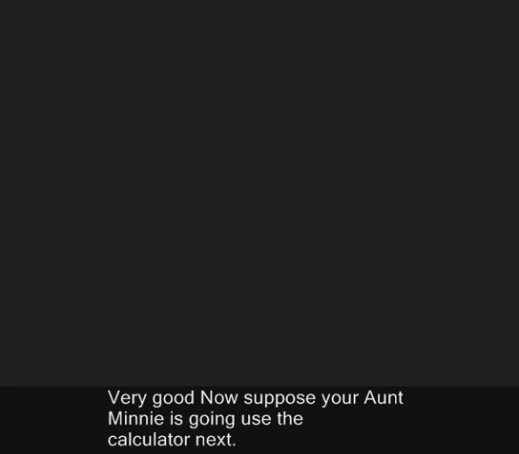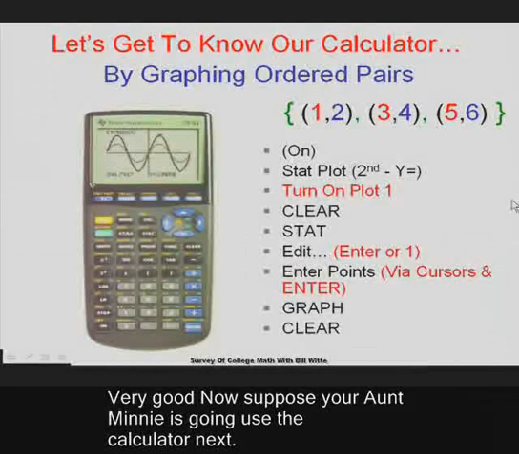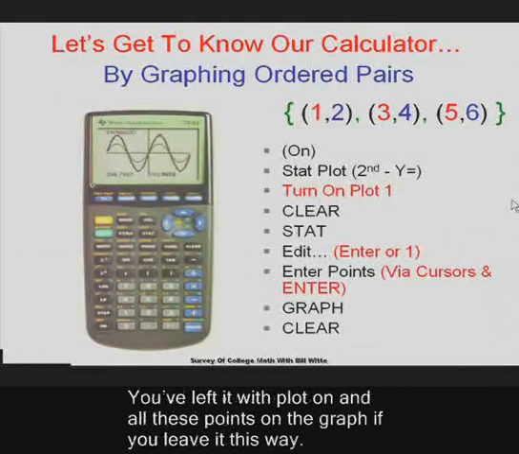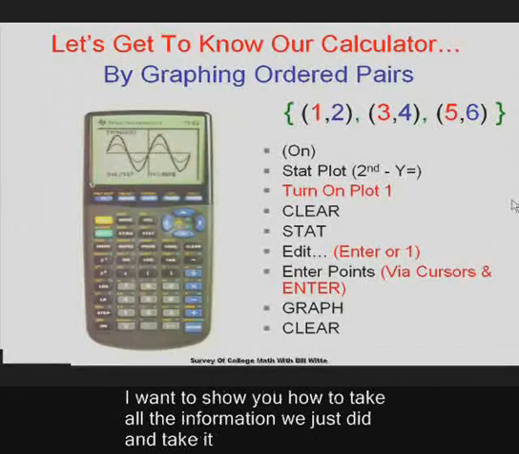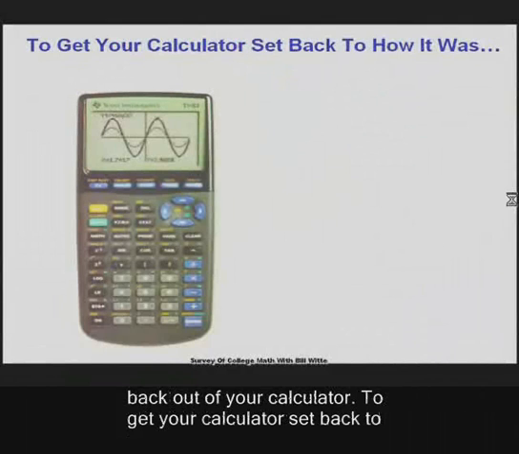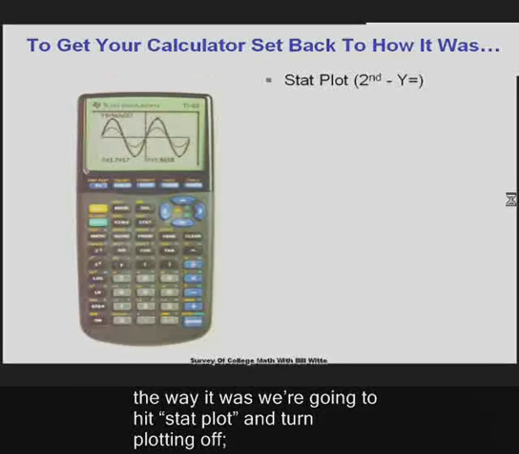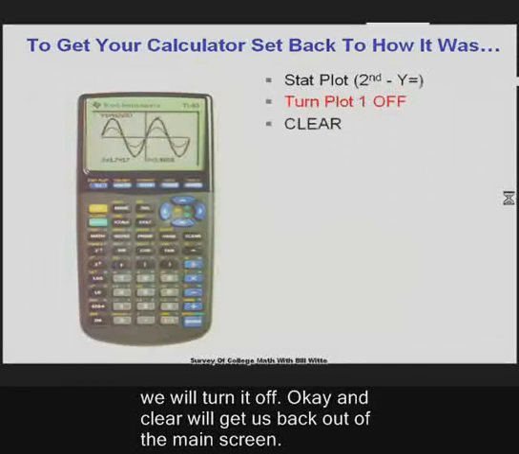Now we want to go over everything. Suppose your Aunt Minnie's going to use the calculator next. You've left it with plot on and all these points, and they're going to be on the graph if you leave it that way. I want to show you how to take all the information we just did back out of your calculator. To get your calculator set back to the way it was, we're going to hit stat plot. Why did we go into stat plot? That's to turn plotting on and off, and we'll turn it off. Okay? And clear will get us back out to the main screen.